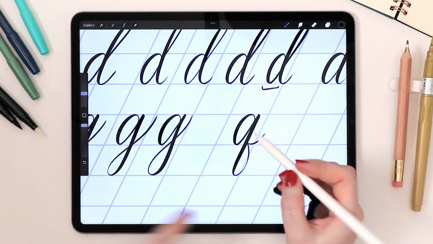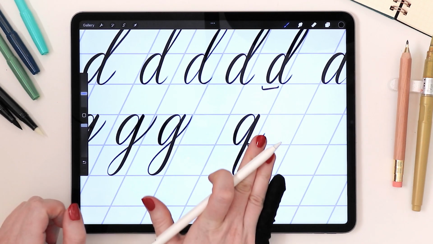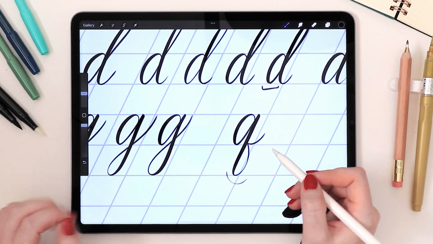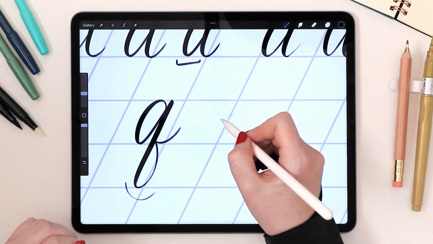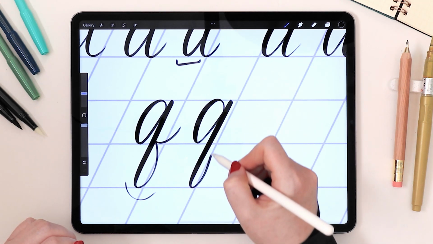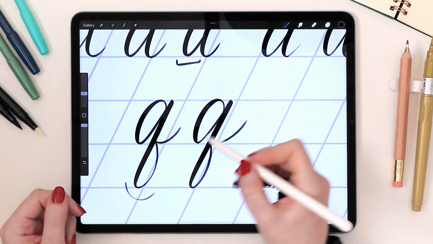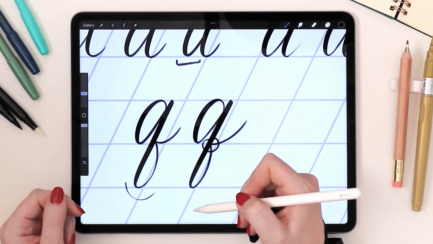So Q and G are, of course, very related because this downward stem of the Q, up to this point, looks exactly like a G, but right here we're doing a clockwise underturn instead of a counterclockwise one. So here we go again with our bowl, downstroke, upstroke, and out.